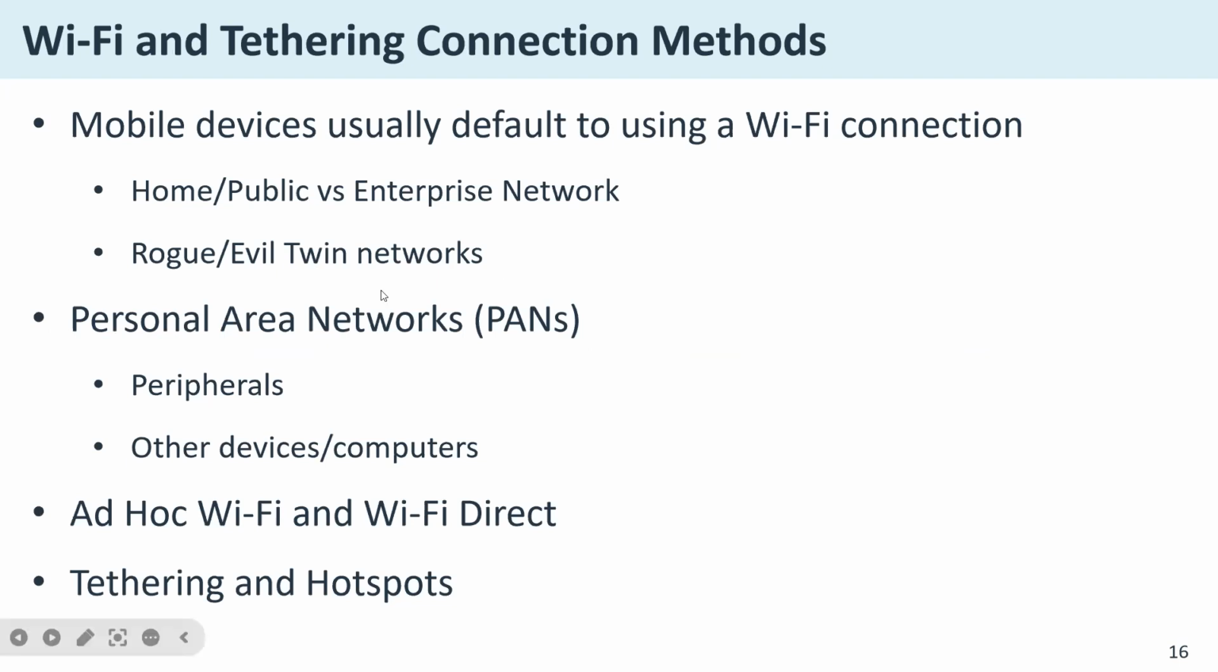So for mobile devices, they usually default to Wi-Fi connections. At times it can be home, it can be enterprise, it can be rogue or evil twin network. We talked about this when we discussed honeypots. So PANs is when you have two devices connecting at very close range. Other ways connectivity can be done is an ad hoc Wi-Fi or Wi-Fi Direct, or just doing a tethering hotspot.